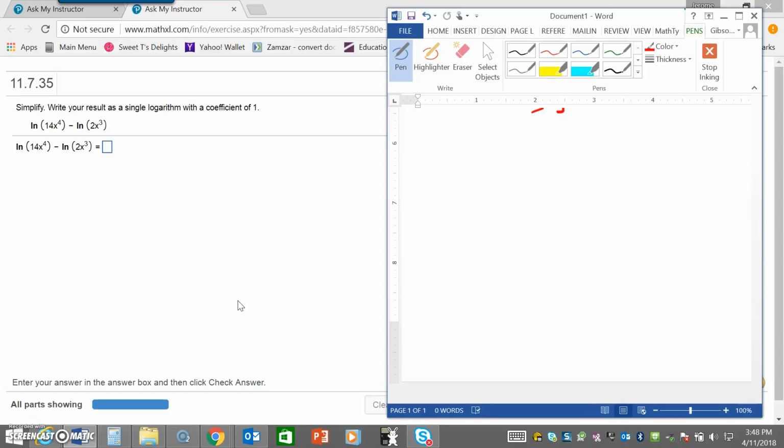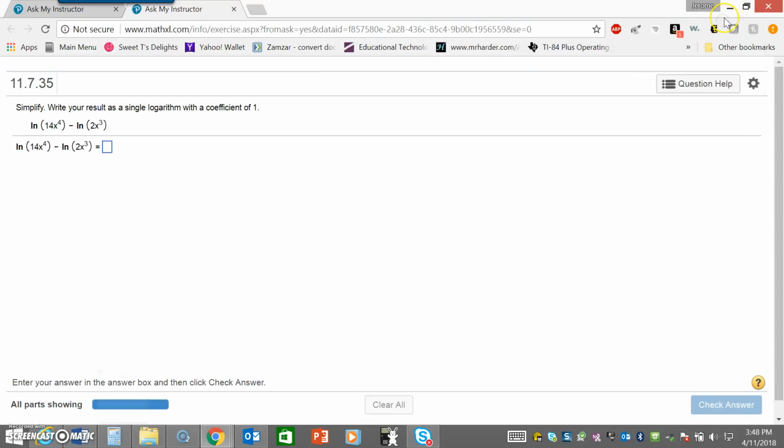Let's first go over this problem. And we have the natural log of 14x squared minus the natural log of 2x cubed. And as you showed previously, it will be the natural log of 14x to the fourth divided by 2x cubed. So we will have the natural log of 7x. So now, we know the answer is the natural log of 7x. So we go here to type this in.